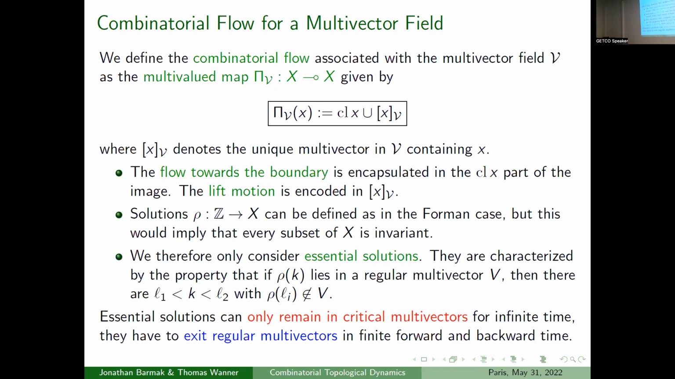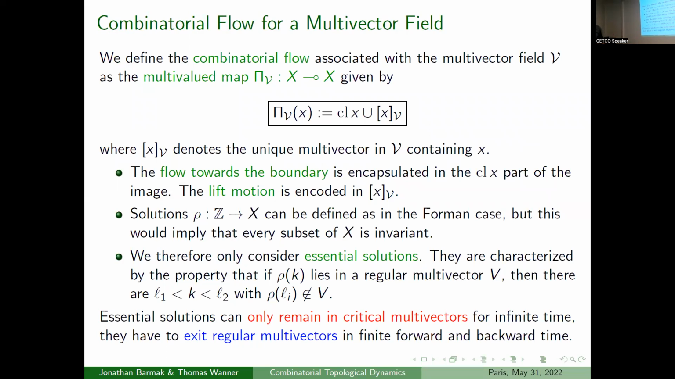There's a little snag here. The problem is if I define solutions in the same way as before, every subset is invariant. And that's, of course, because X is contained in the closure of X. So that's not really what I want. Suddenly I have way too much invariance. And therefore, we need to also mimic what the regular multivector really did in the Forman setting. In the Forman setting, a regular vector forces us to move.